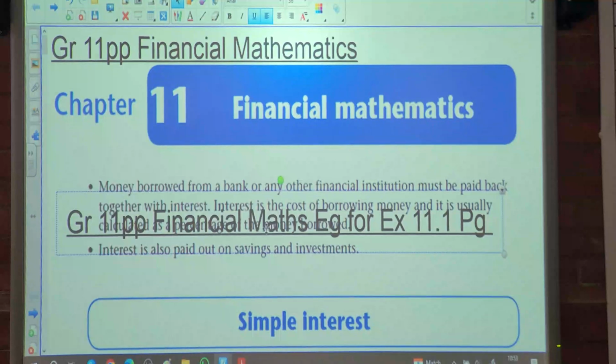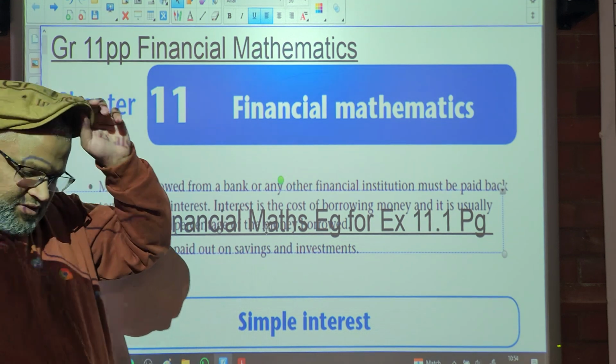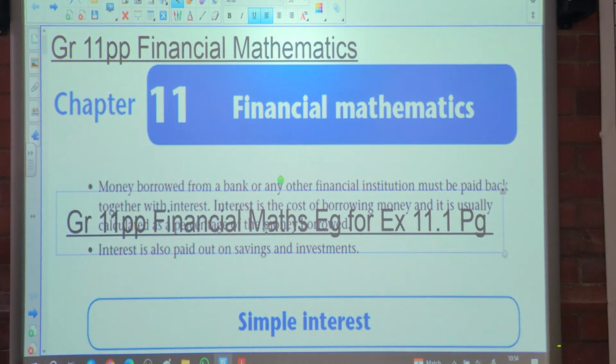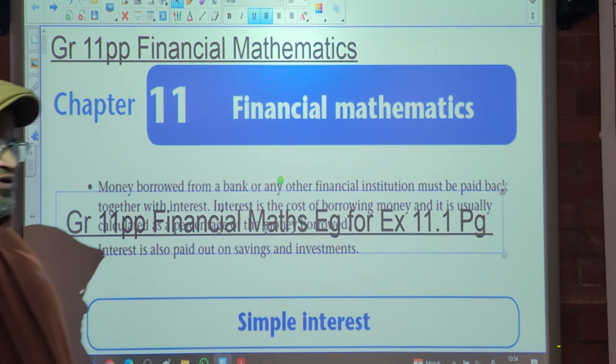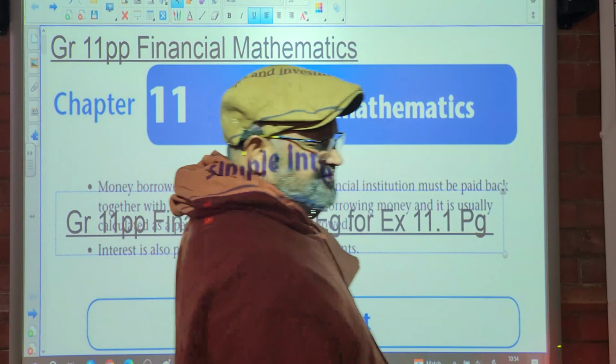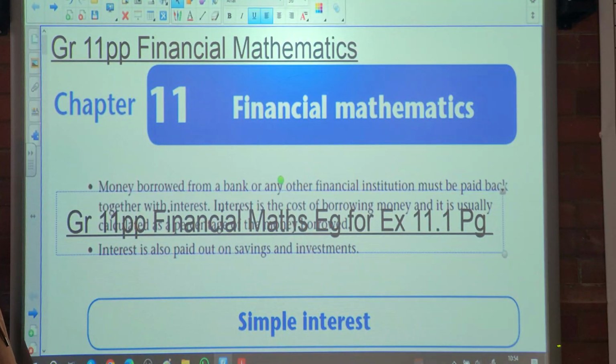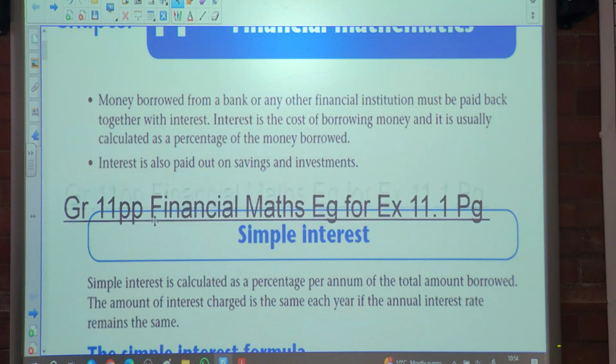Okay, good morning, class. Today we're looking at financial maths. So with you guys, we're going to do the examples as well as the odd numbers of this chapter. Look at the whole chapter. So at this point, you guys have done exercise 11.1 already. So I'm just going to do the recording of the examples here.